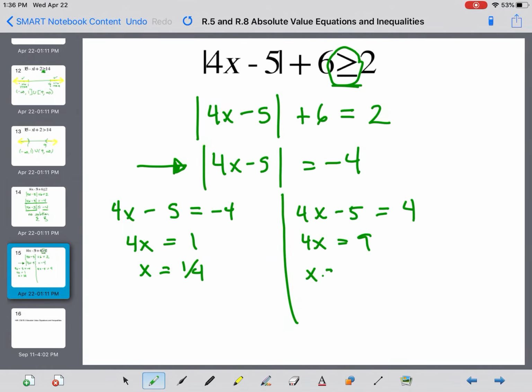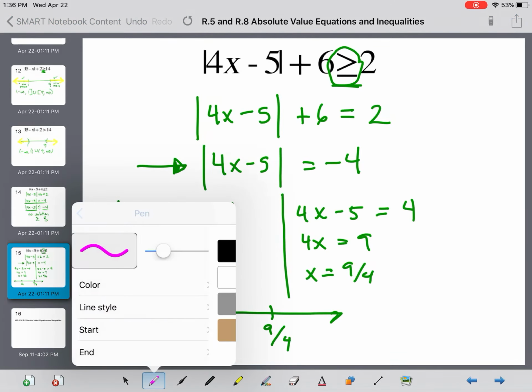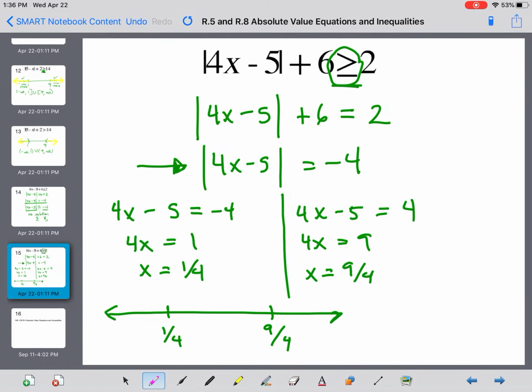And then for this other one, let's add the 5 and divide by 4. I don't get the prettiest of values here, but that's fine. I don't really care, because with interval testing I'm going to pick pretty numbers to test. So I'm going to find 1/4 and 9/4. I still have 3 intervals to test, so let's test something smaller than 1/4. Let's test 0, because that's going to be the easiest.